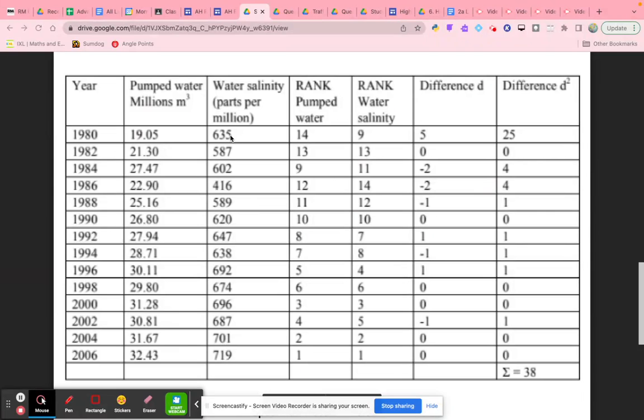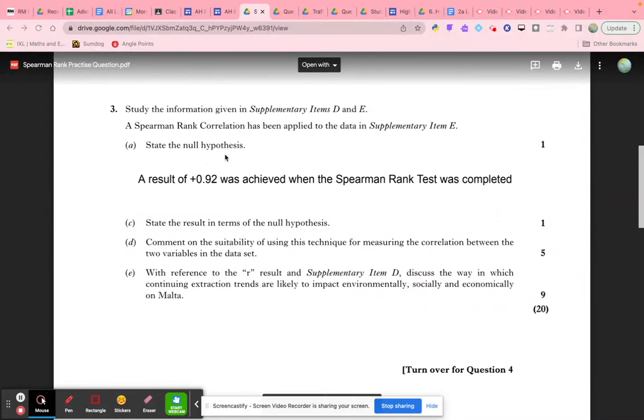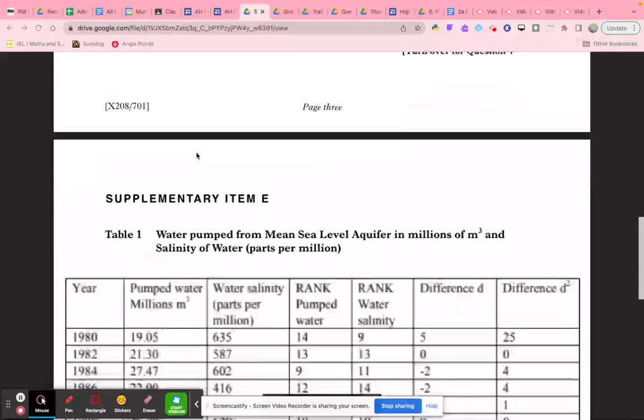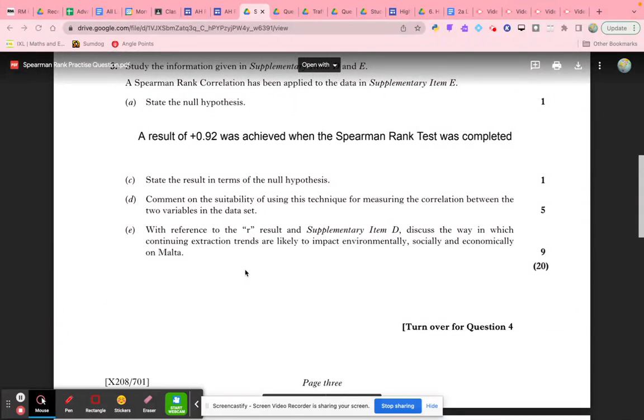And is it causing the water salinity to increase? Is there some kind of relationship between the amount that's being pumped and the water salinity? So if it's a null hypothesis, we would start by saying, and I would at this point suggest that you pause the video and try to write an answer to this along with the other questions C and D especially before you listen to the actual answer. So question A, there is no statistically significant relationship between the pumped water in millions of cubic meters and the water salinity in parts per million. Okay, so there's no statistically significant relationship between those two.